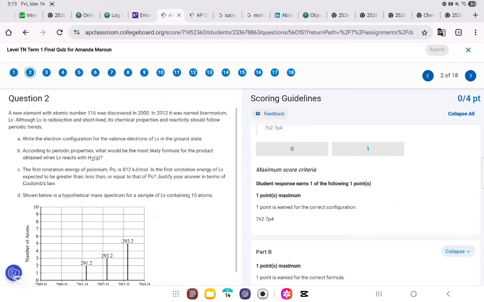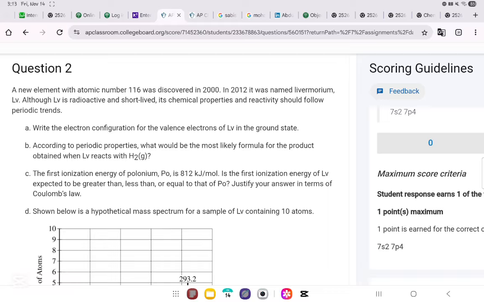Now, for question B, according to the periodic properties, what would most likely be the formula for the product obtained when Lv reacts with H2? Now, Lv is a nonmetal, H2 is a nonmetal. Together, they will form covalent bonds. In the AP that we're doing now, we don't need to know in which order we put it, but logically speaking, in the group you have H2O, H2S, H2Se. So logically speaking, it would be preferable to write it as H2Lv.